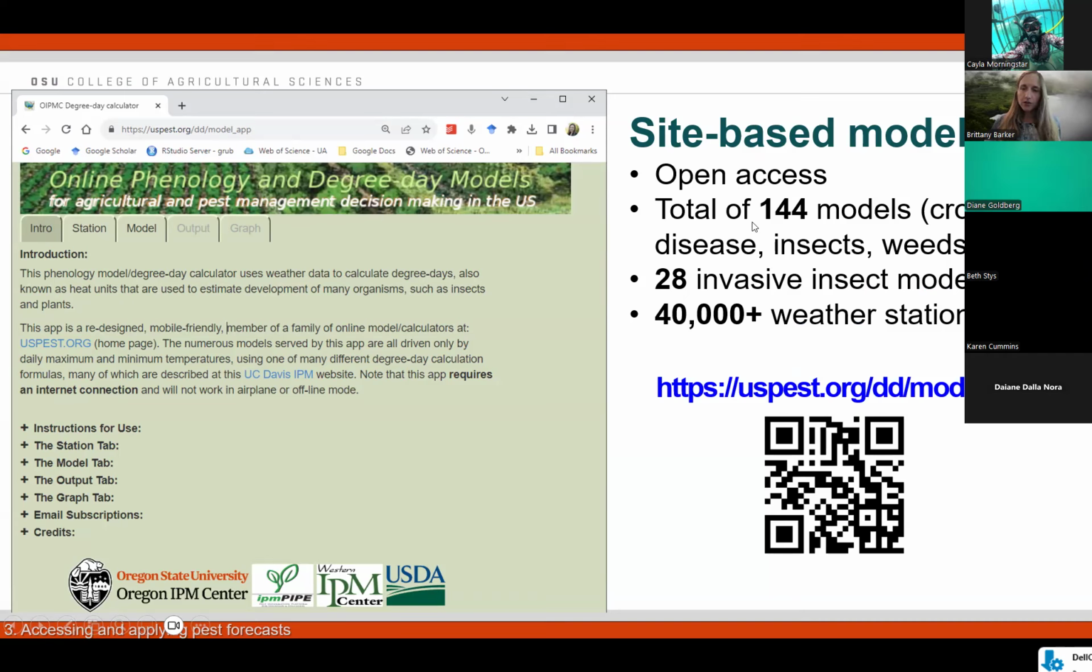We have a total of 144 models. These models are for crops, plant diseases, so plant pathogens that cause diseases in plants, insects, including pests and invasive insects, and different species of weeds. We currently have 28 invasive insect models, and we have over 40,000 weather stations. So that means you can run the phenology model from thousands of different stations across the US, and we even have some for Canada.